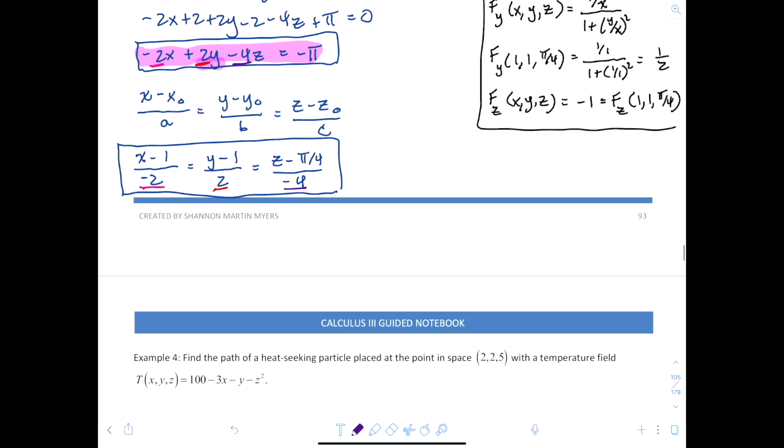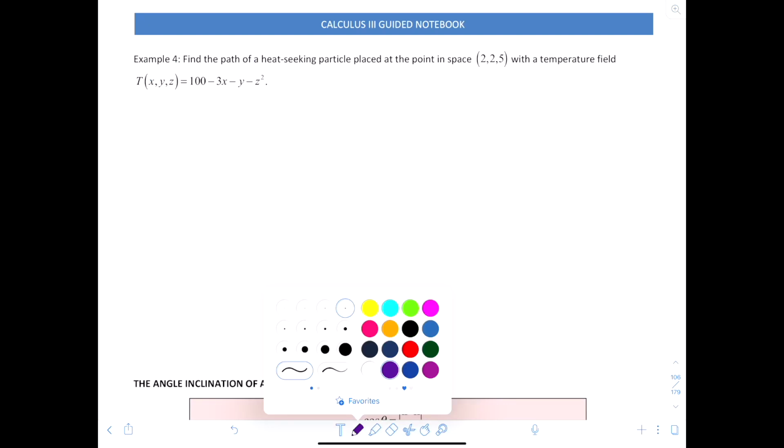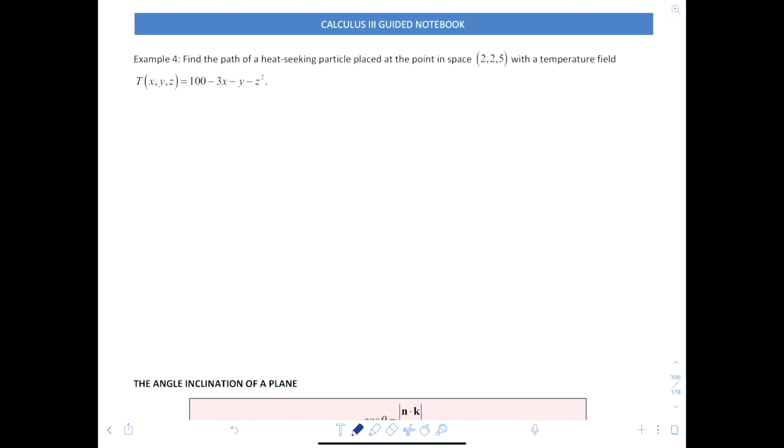Okay. So here we are. Next up, we have example 4. Find the path of a heat-seeking particle placed at the point in space (2, 2, 5) with a temperature field T, for temperature at (x, y, z), equals 100 minus 3x minus y minus z squared. All right, so for this guy, what we're going to want to do is find the gradient, because we want to find the direction of maximum increase.